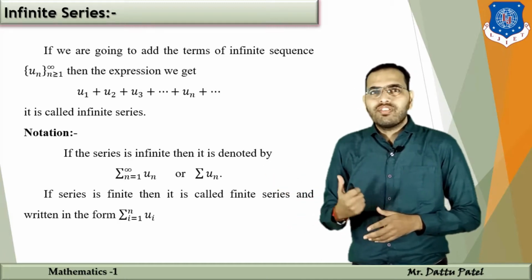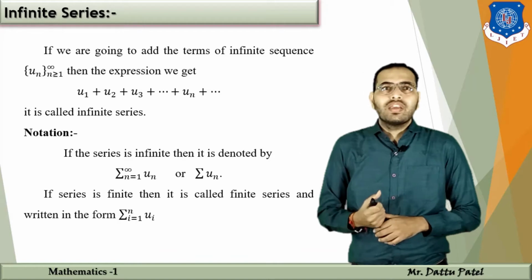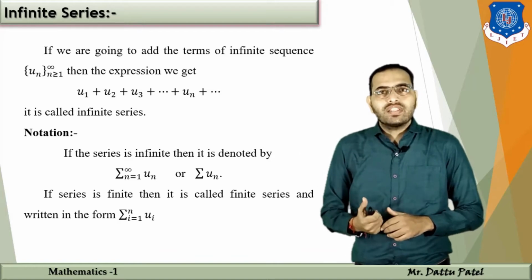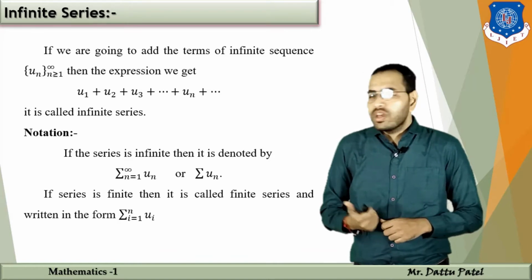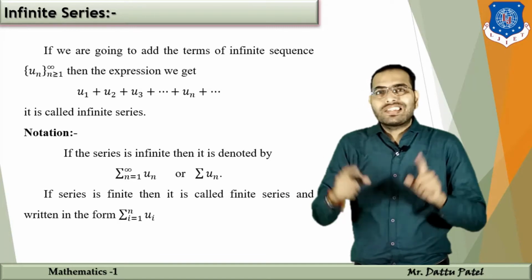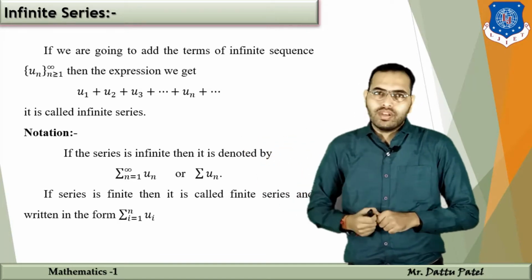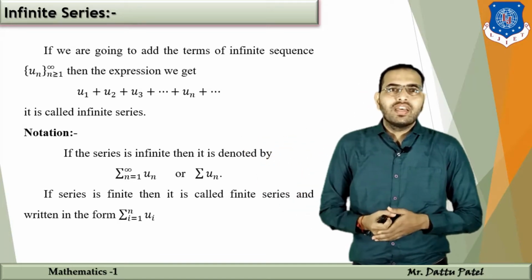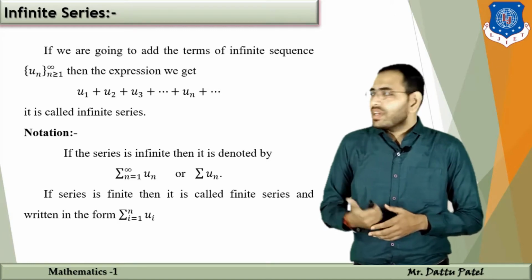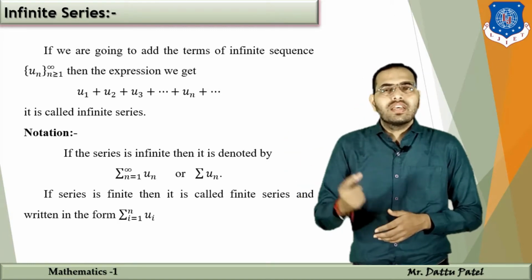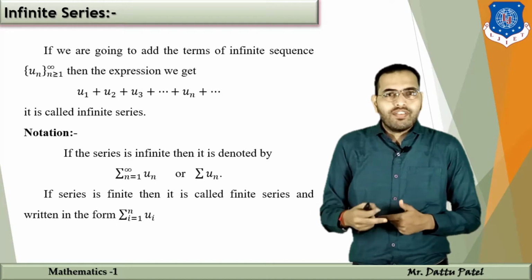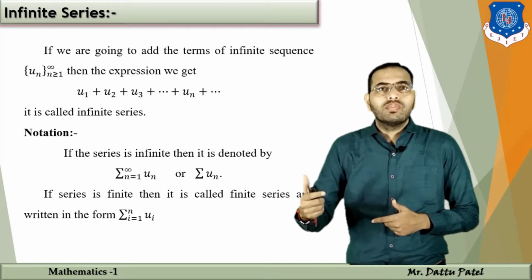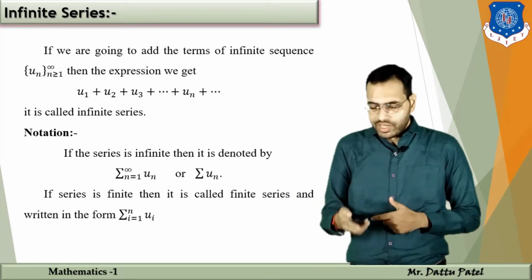If the series is infinite, then it is denoted by summation where n is running from 1 to infinity of un, or we can simply say sigma un. If the series is finite, then it is called the finite series and it is denoted as summation where i is running from 1 to n of ui.